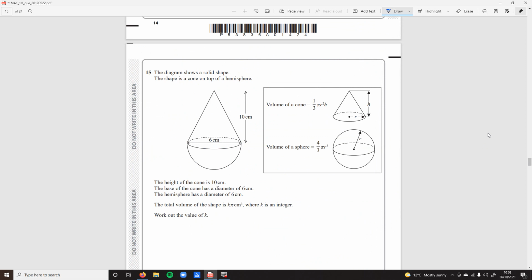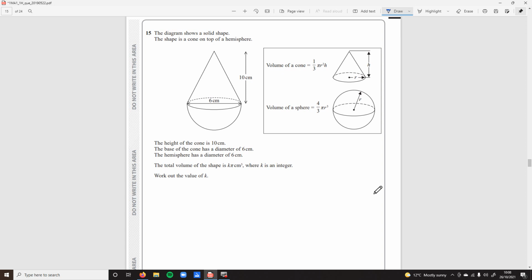The diagram shows a solid shape. The shape is a cone on top of a hemisphere. The volume of a cone is 1/3 pi r squared h. The volume of a sphere is 4/3 pi r cubed. The height of the cone is 10 centimeters. The base of the cone has a diameter of 6 centimeters. The hemisphere has a diameter of 6 centimeters. K pi centimeters squared.